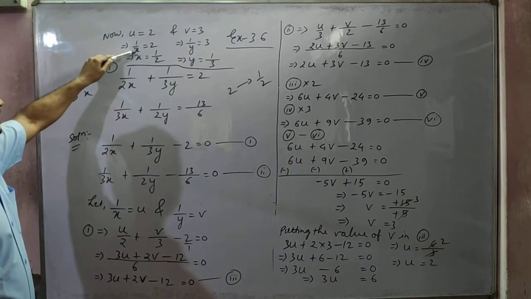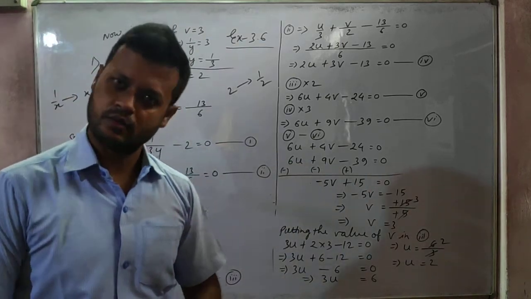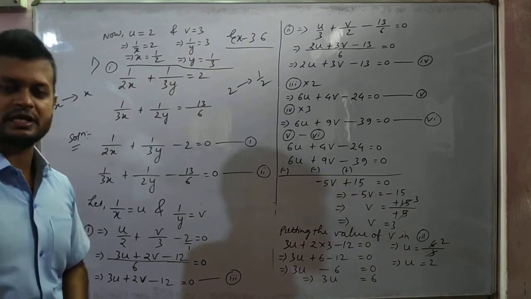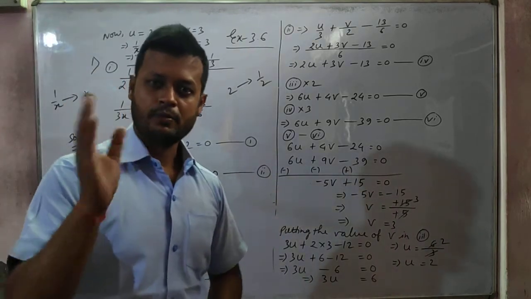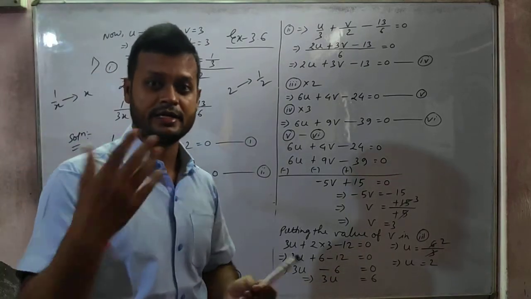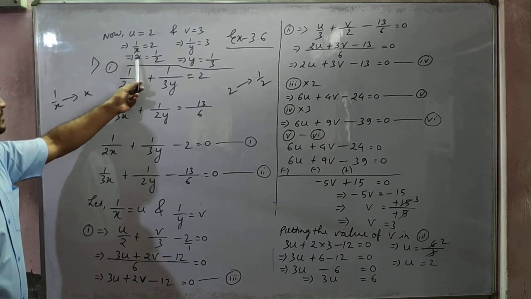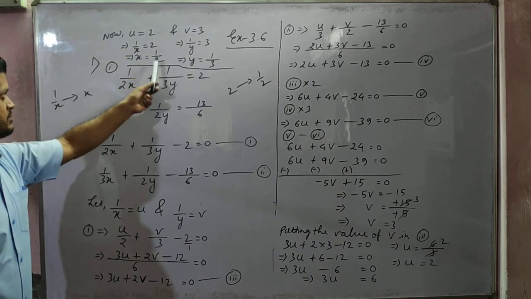So 1 by x is there. If I reverse both sides, then it will stay equal only, because you are doing the same thing on both sides. If you do something on both sides of the equation, there is no change in the validity of the equation. So because I made the reciprocal on this side, it became x. Because I made the reciprocal on this side, it became 1 by 2.